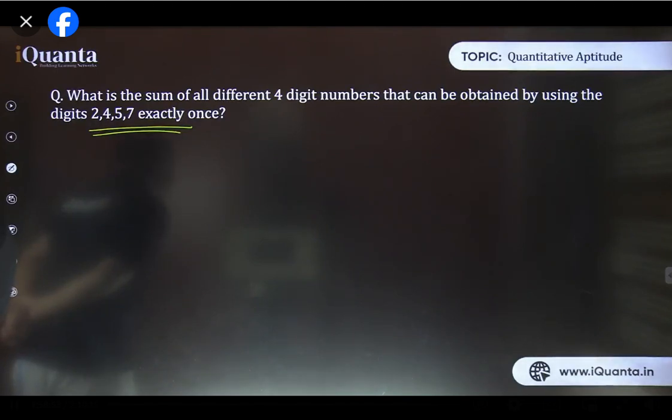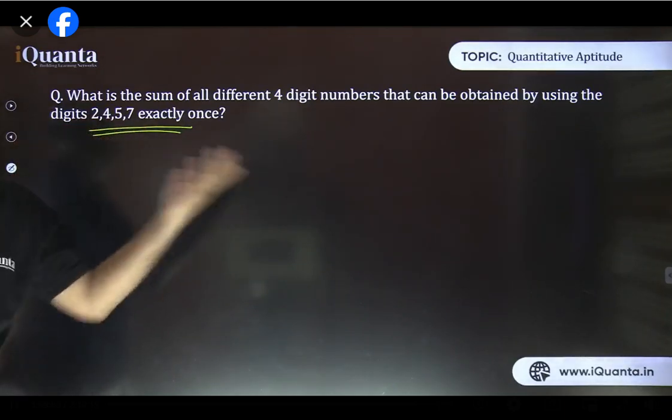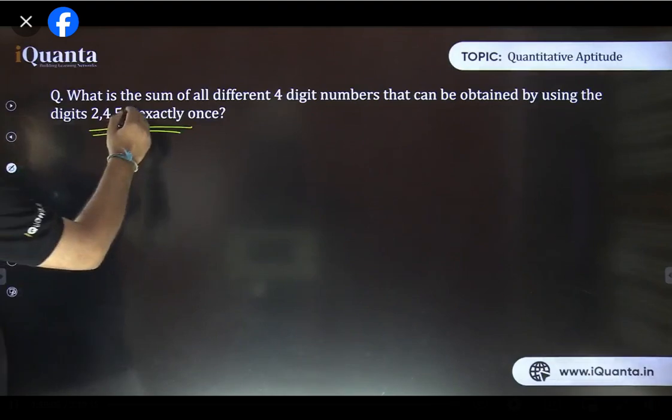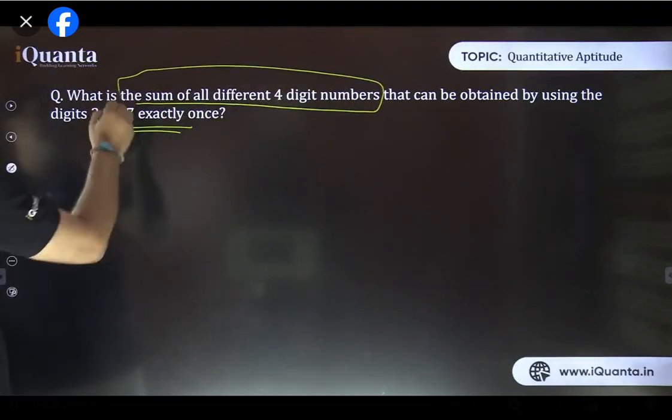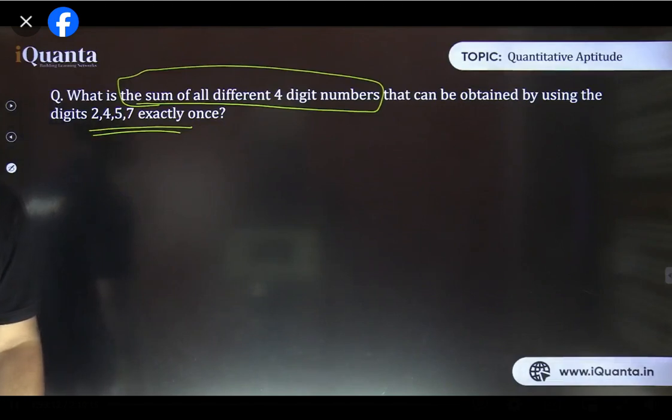4 factorial, good. Total 24 numbers can be formed, right? It is simply the arrangement of 4 different things at 4 different places. 24 numbers. Now, the question is asking about the sum of those 24 numbers. We have to find the sum of those 24 numbers. How to do this now?